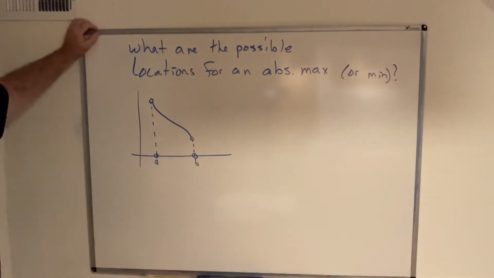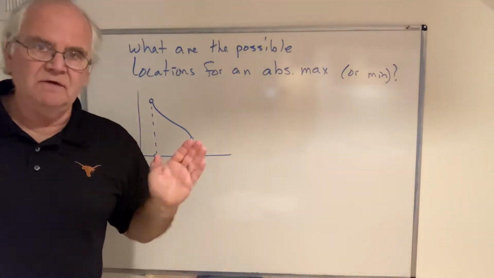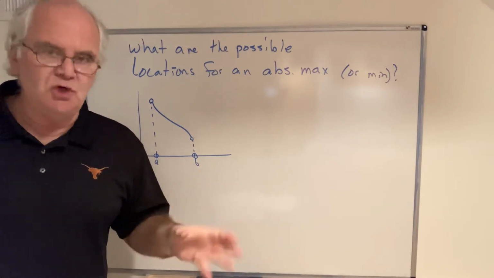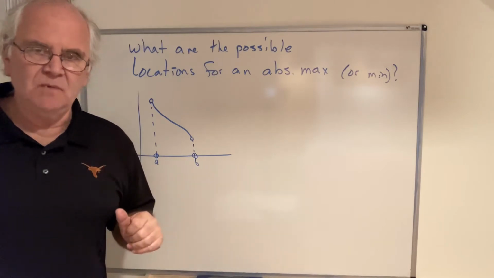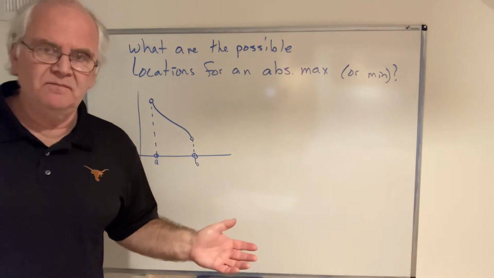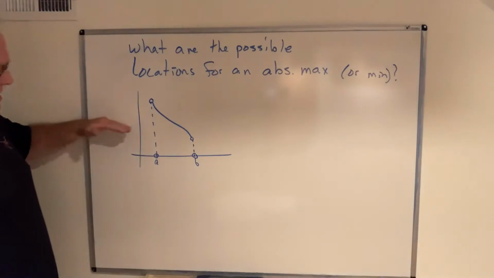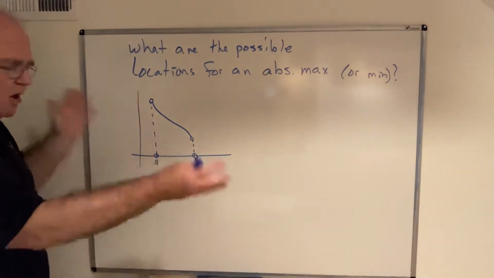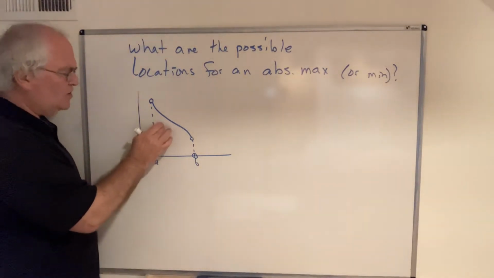Now, a key notion is this: not all functions, not all intervals. You do not always have an absolute maximum, absolute minimum, or even a relative. There might not be any extrema. There might not be any maxima or minima. This is a case where there are no absolute max, there are no absolute min, there are no extrema on this picture.